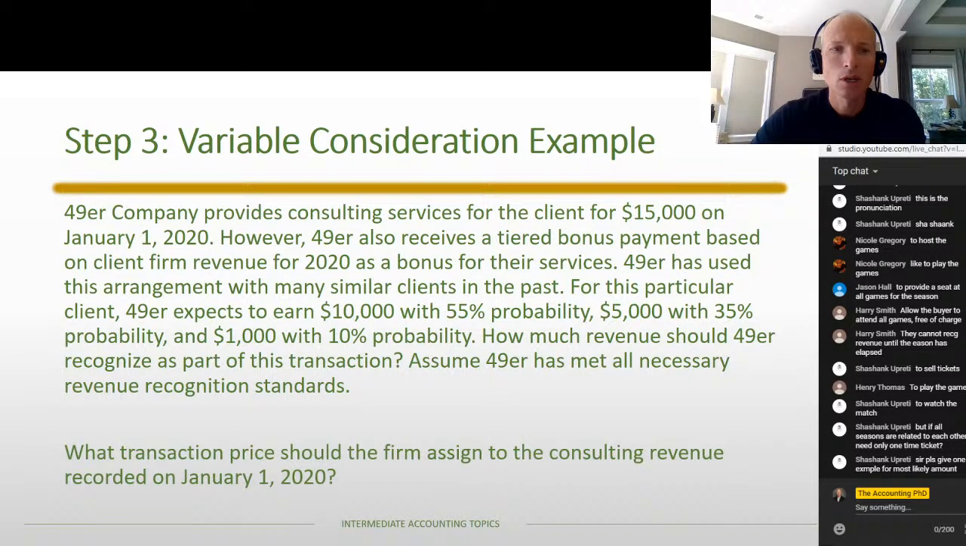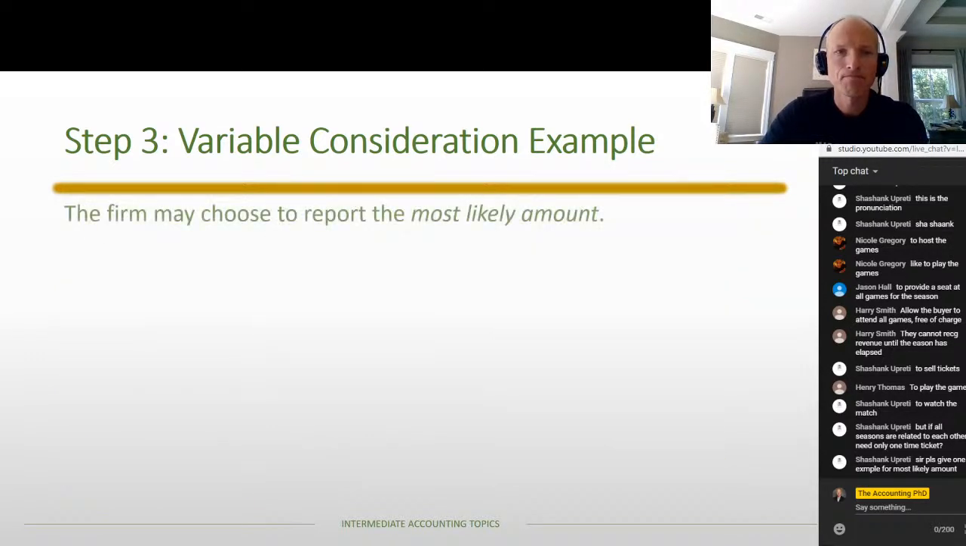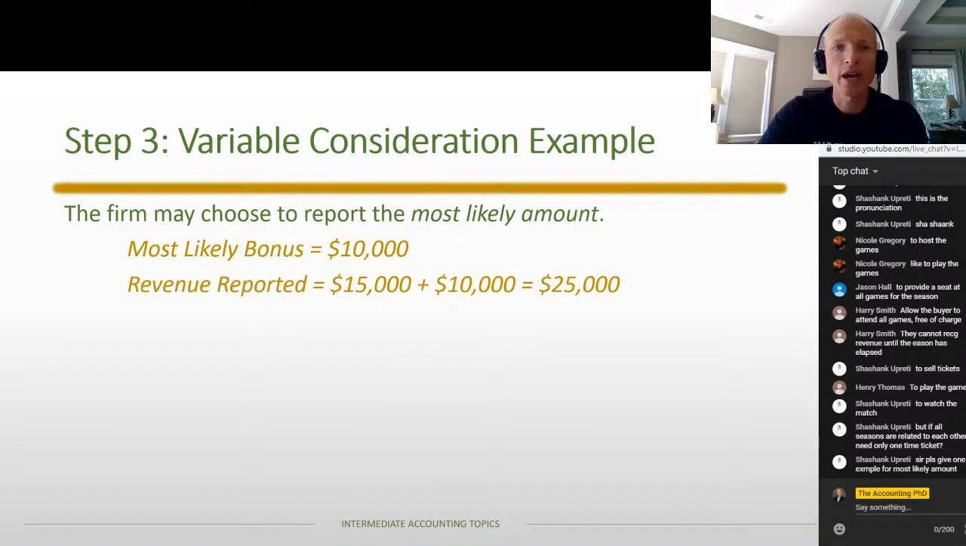So let's look at this. Which transaction price should the firm assign to the consulting revenue recorded on January 1st? The firm may choose to report the most likely amount. If they choose that, the most likely bonus is $10,000. In that case, they would report the $15,000 of fixed consideration plus the $10,000 bonus. So they would report $25,000 of revenue on January 1st.